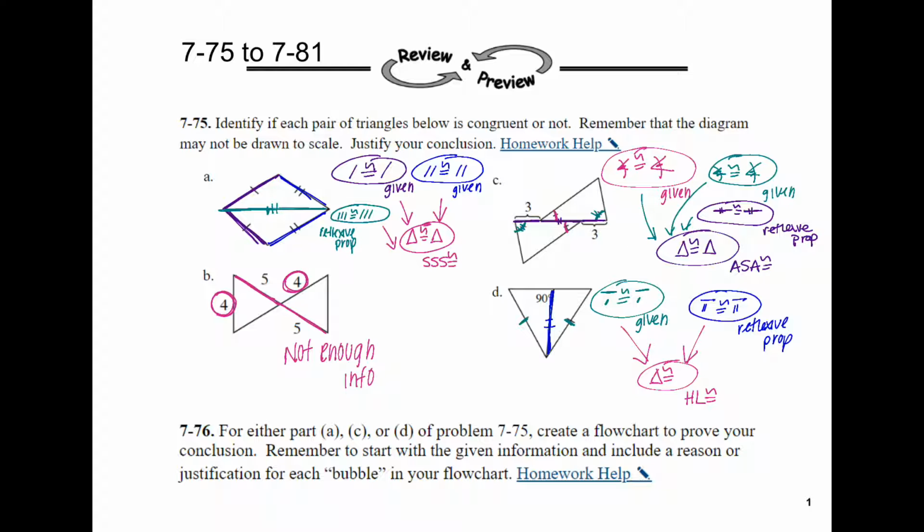So in problem 776, it said for either part A, C, or D of problem 775, create a flowchart to prove your conclusions. So you can see that I already created those flowcharts. It's really important that you always start with your given information and include a reason or a justification for every single bubble. So you can see below each bubble that I included my justification.